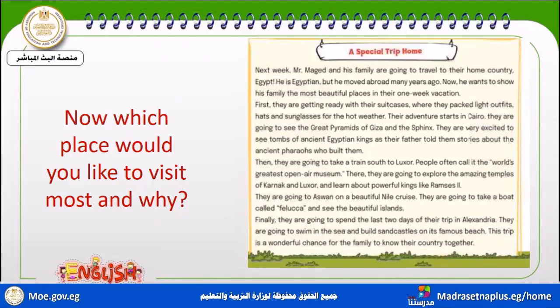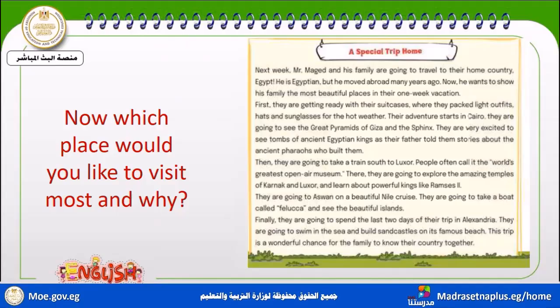So let's start reading. Next week, Mr. Megid and his family are going to travel to their home country. It's Egypt. He is an Egyptian, but he moved abroad many years ago. Now, he wants to show his family the most beautiful places in their one week vacation.